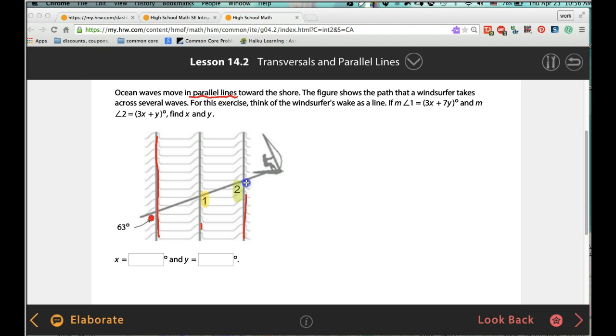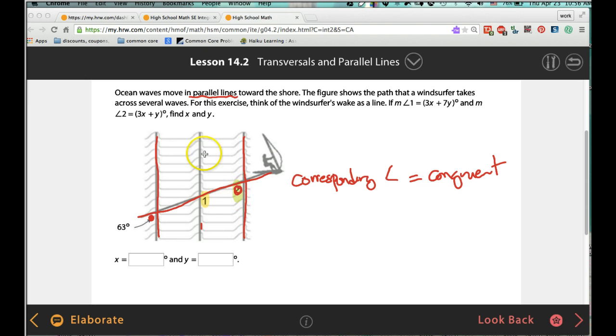So obviously, these two lines are parallel to each other, and this is a transversal. So this angle here and that angle, number 2, is going to be what? Oh, they're both on the left-hand side of the parallel line. They're both at the bottom. So these are corresponding angles, right? And I told you they measure the same. They are congruent. Okay?